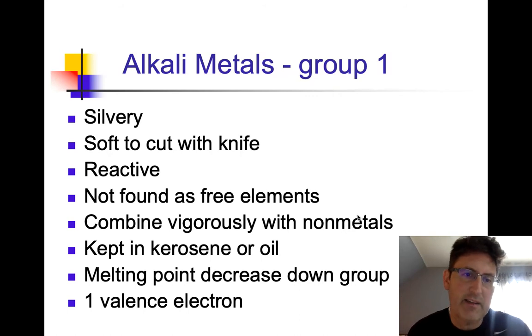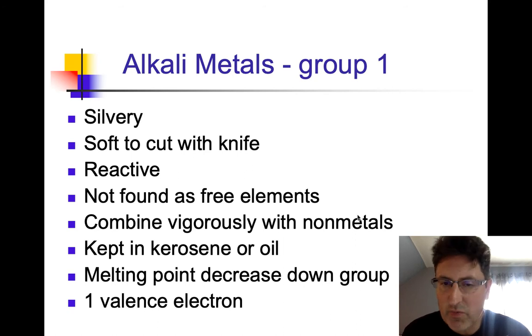They're extremely reactive. They are not found as free elements, meaning you're not going to find them in your backyard or anything like that. They are already combined with other elements to form compounds. They can combine very vigorously with nonmetals, especially halogens. You have to keep them in kerosene or oil if you do have the pure element, because it's extremely reactive with air and with water. The melting point decreases as you go down a group, so that's one of their trends. Another one of their trends is they do get more reactive as you go down the group as well. And they all have one valence electron.